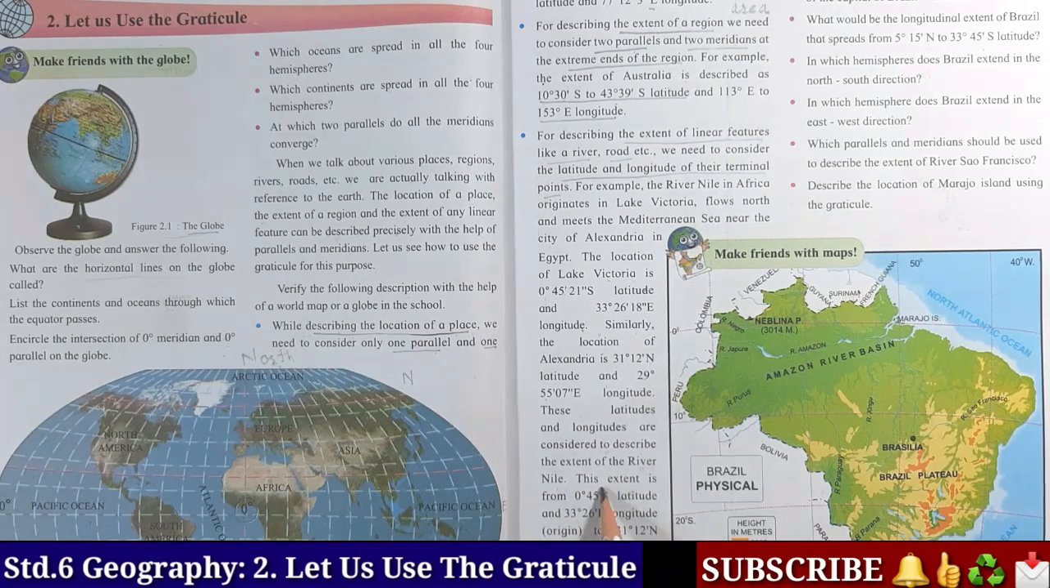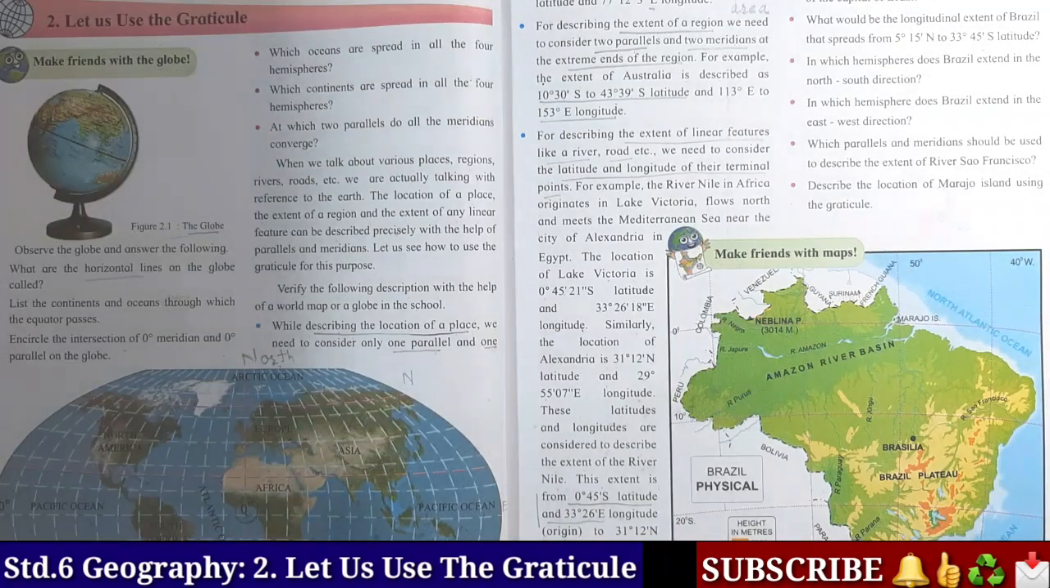These latitudes and longitudes are considered to describe the extent of the river Nile. Okay, students, this extent is from 0 degree 45 minutes south latitude and 33 degree 26 minutes east longitude. This is the origin of the river, to 31 degree 12 minutes north latitude and 29 degree 55 minutes east longitude, up to the mouth. Okay, so in this way we can describe the extent of a linear feature.